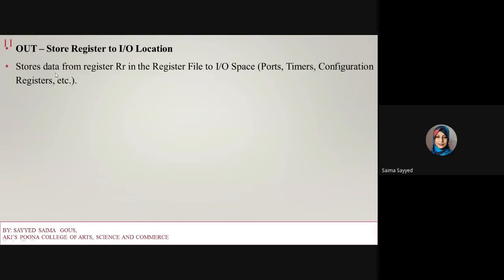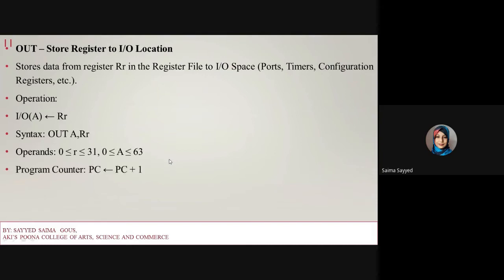Next is OUT. This is called output also. OUT stores the register to an input output location. So store data from register RR in the register file to input output space, that is the port timer configuration register, etc. Then operation: RR gets stored in input output space. Then the syntax is OUT A, RR, where R is from 0 to 31 and the value of A is from 0 to 63, and the program counter will be incremented by 1.